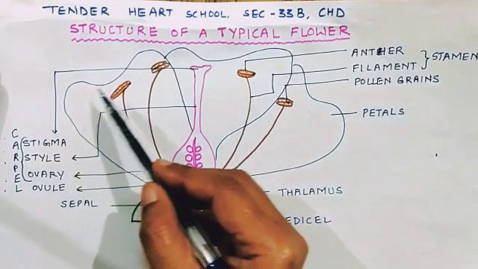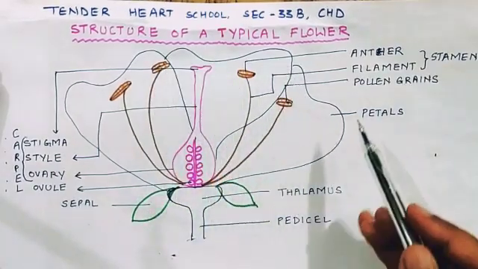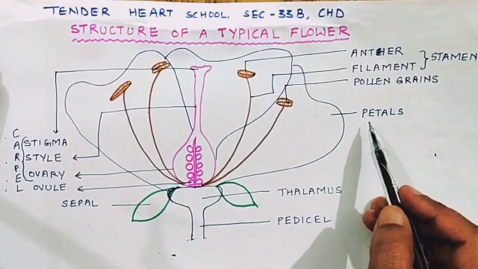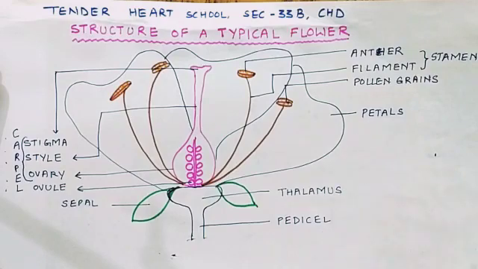Then we have the colored part of the flower. These colored parts of the flower are called the petals. Function of petals is to attract the insects for pollination. That is all about the structure of a typical flower, children.